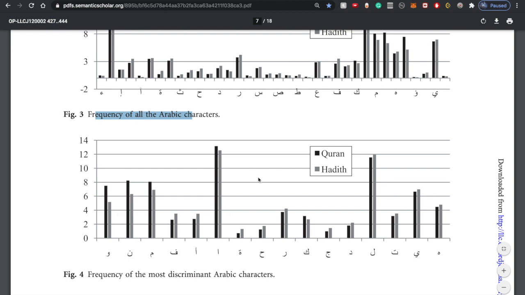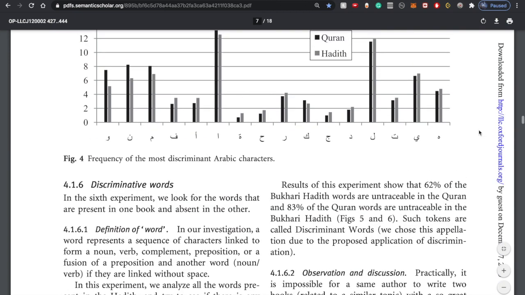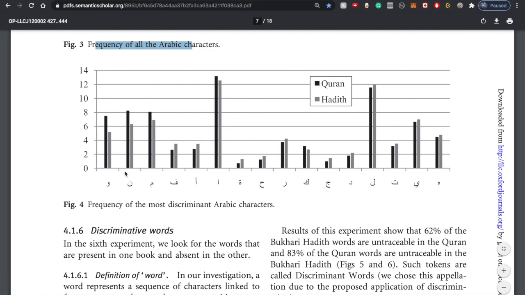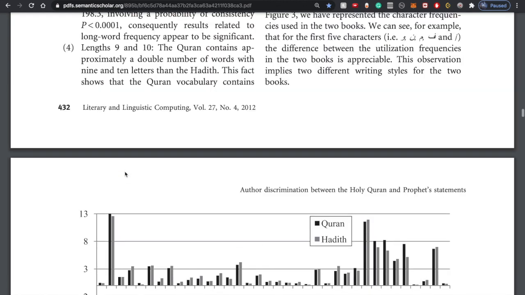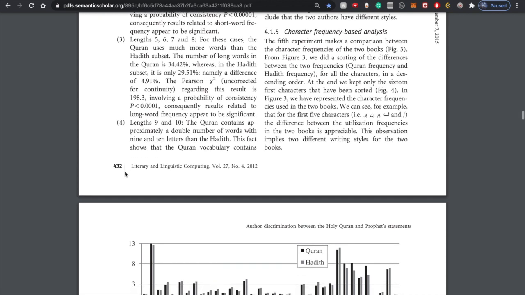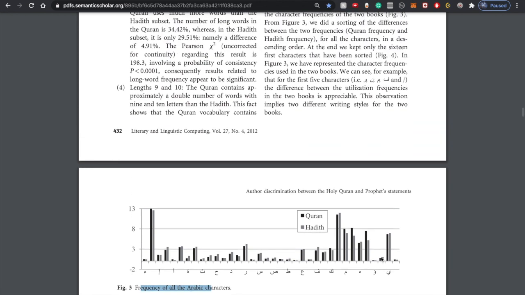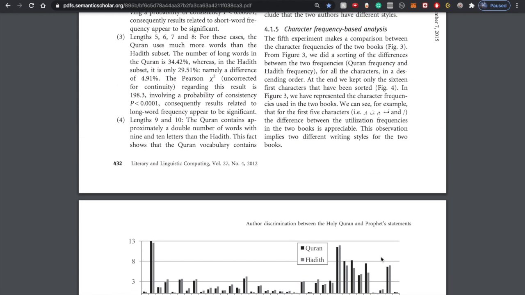You see also big differences, right? So again, the Quran versus the Hadith. Of course, you're going to have that general pattern because certain letters are going to make up the words, certain of the most common words. But what's significant here is how big these differences are in certain of these letters. For example, 7.5 versus like 4. Or what is this, like 5, right? That's like 8 versus 6. So these are significant differences when you take into account that context that I just explained, right?